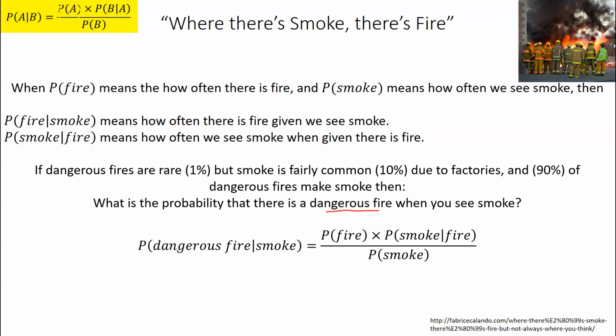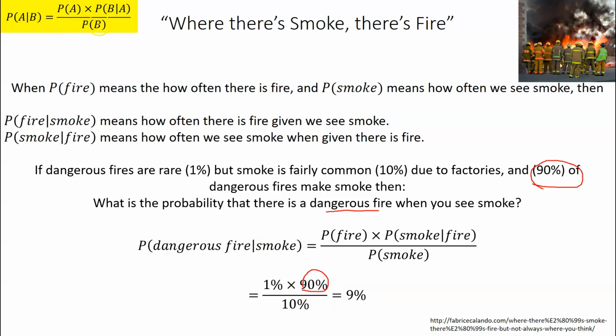It's the probability of the first thing. Okay, so the probability of a dangerous fire. That's this one right here. That's going to be that 1%. And then it's the reversed conditional. So this is probability of dangerous fire given smoke. Do we know the probability of smoke given a dangerous fire? Well, we actually do. That's going to be the 90%. So that's going to be our 90% right there.